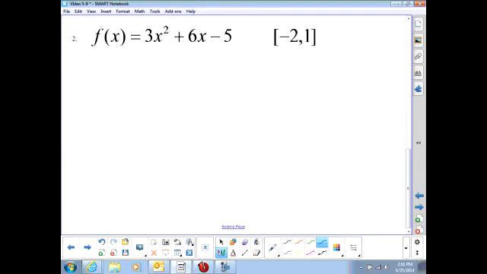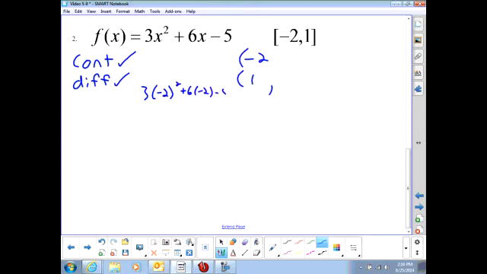And we'll look at one more mean value example. So starting out, continuous it is because it's a polynomial, and for the same reason, it's differentiable. We're working with the x values negative 2 and 1. We need to find the y values that go with those. When we plug in negative 2, we'll get a positive 4 times 3, which is 12. We'll get a negative 12, and we'll have a minus 5, giving us back the y value of minus 5.